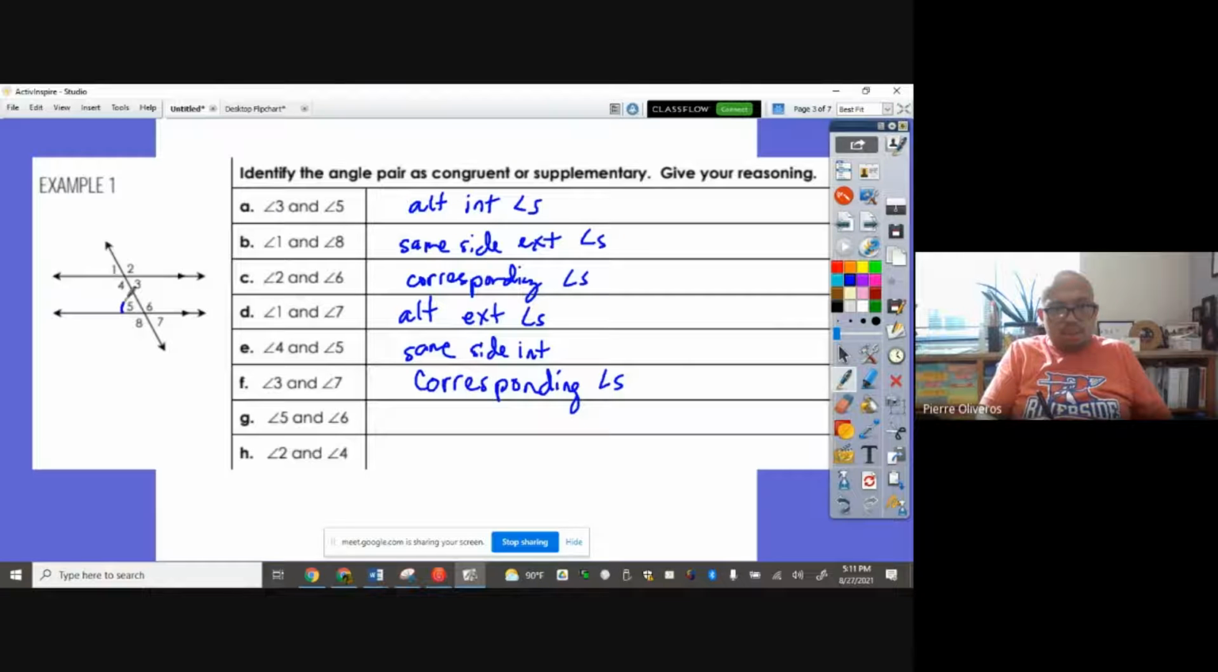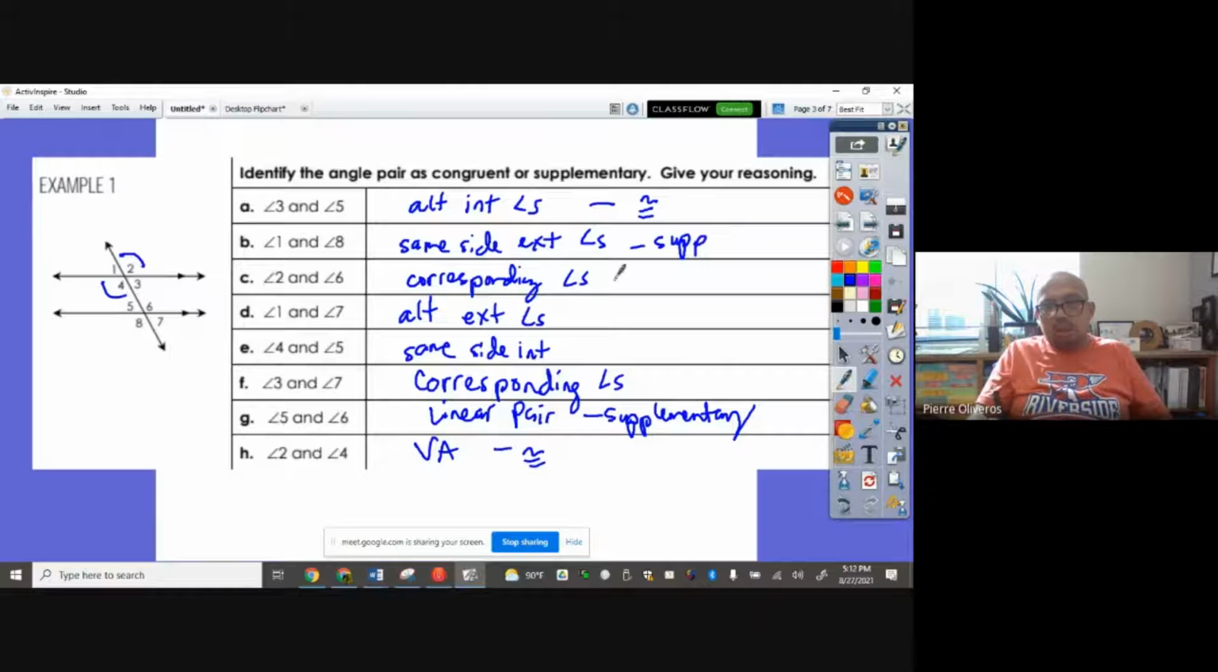5 and 6. They are a linear pair. And we know linear pairs are supplementary. 2 and 4. Where's 2 and 4? 2 and 4 is right here. They're vertical angles, VA, and they are congruent. So let's add something here. Alternate are going to be congruent. Same side are supplementary. Corresponding are congruent. Alternates are congruent. Same side is supplementary.